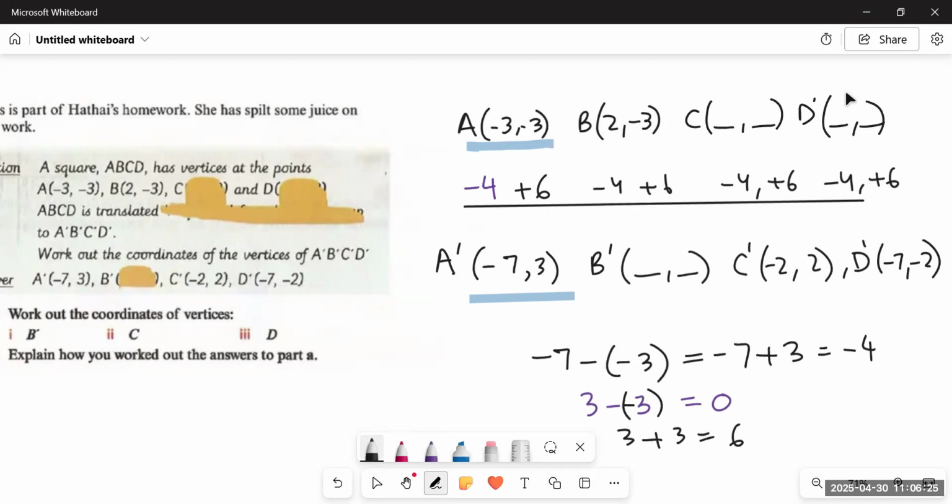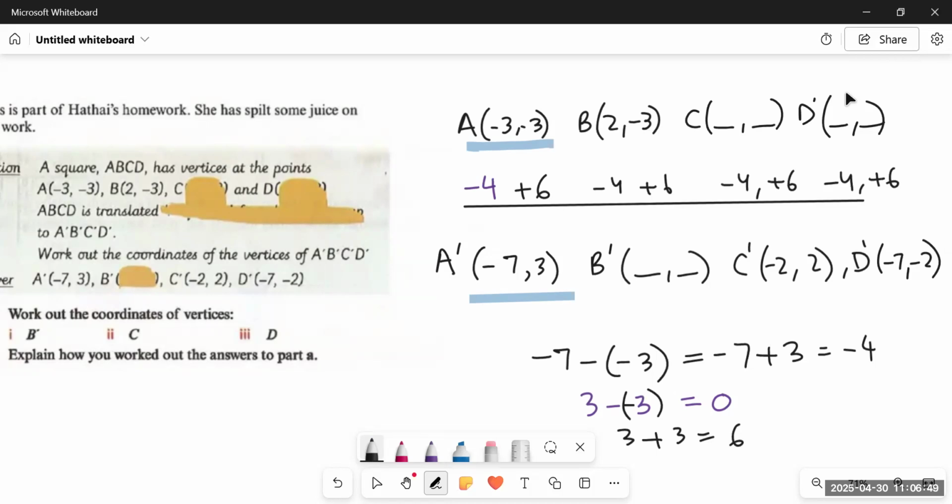Sometimes a translation would be missing and the coordinates would be given. So we will just have to find out the difference between the two coordinates. So minus 3 minus 4 is equals to minus 7. Hence proved it's correct. Minus 3 plus 6 is equals to plus 3. Hence proved this is also correct. So what we did, we simply subtracted minus 7 with minus 3 and 3 with minus 3. So we got minus 4 and plus 6 as the translation which would be followed.